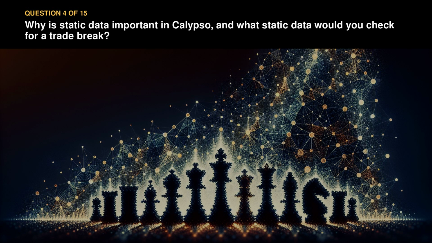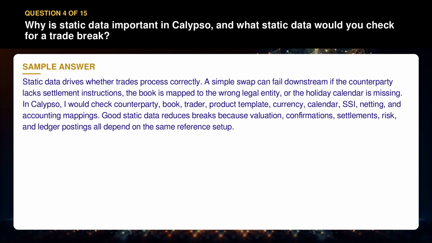Question 4. Why is static data important in Calypso, and what static data would you check for a trade break? Static data drives whether trades process correctly. A simple swap can fail downstream if the counterparty lacks settlement instructions, the book is mapped to the wrong legal entity, or the holiday calendar is missing. In Calypso, I would check counterparty, book, trader, product template, currency, calendar, SSI, netting, and accounting mappings. Good static data reduces breaks because valuation, confirmations, settlements, risk, and ledger postings all depend on the same reference setup.